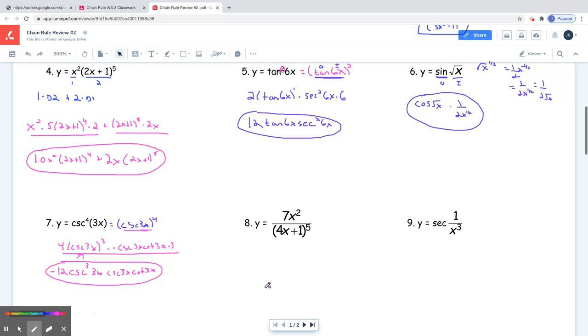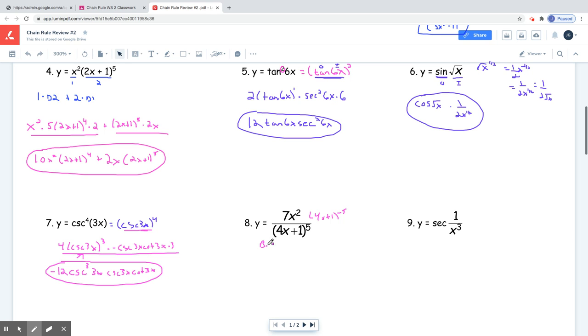Now with 8, this is where you have the option, if you want, to make this into a product rule instead of a quotient rule. You could make this (4x + 1) to the negative 5th and bring it up here if you wanted to, and then do the product rule. Right now, I'm just going to do the quotient rule. You can do the product rule, but let's do one to practice. Since we already did a product rule up here, let's do a quotient rule to practice that.